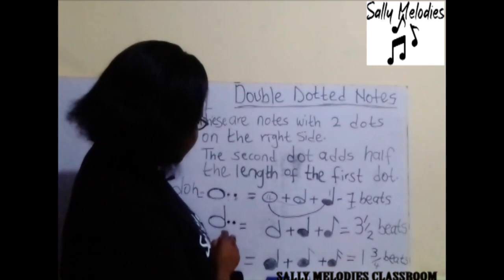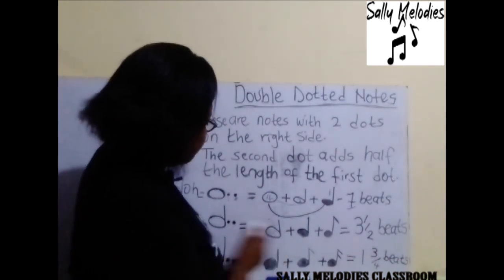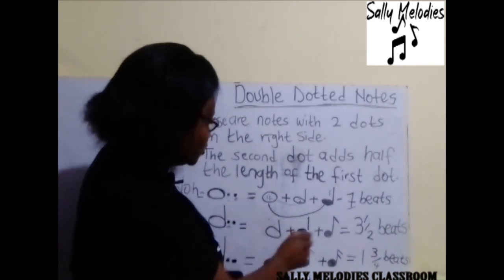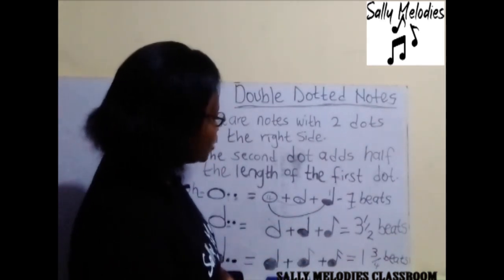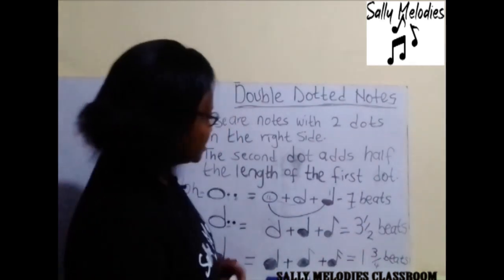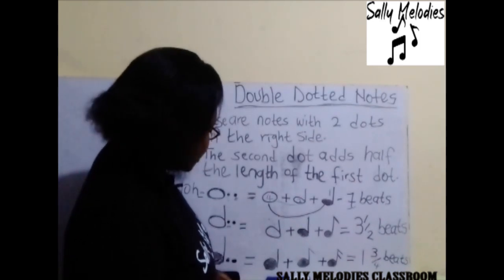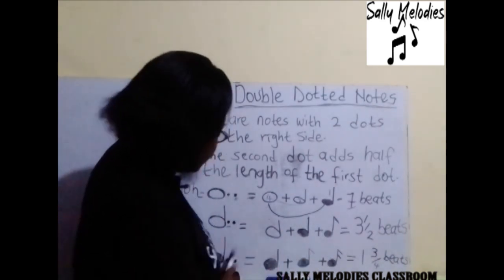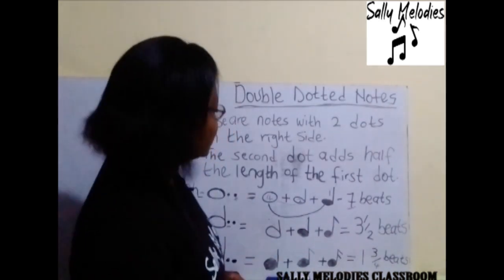And then you come here, you find a double dotted minim. So it is a minim plus its half, which is the first dot, and then the half of the first dot, which is a quaver. So there you are required to sing 3.5 beats. And then you come down here, you get a double dotted crochet. So you will have a crochet, half of the crochet, which is a quaver, and then half of the quaver, which is the second dot. And then you'll be required to sing 1 3/4 beats.